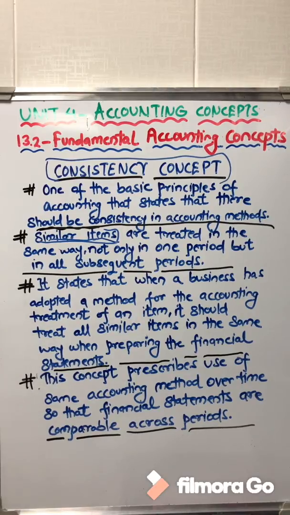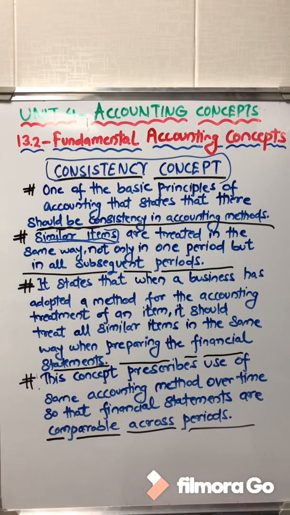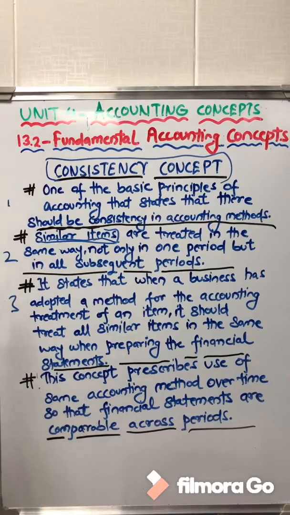If you are taking one thing in this year, in all subsequent periods it has to be the same. Then the third one is, so this one was first, second, and now the third one states that where a business has adopted a method for the accounting treatment of an item, it should treat all similar items in the same way when preparing the financial statements. So second and third are almost the same. The same thing is said here.